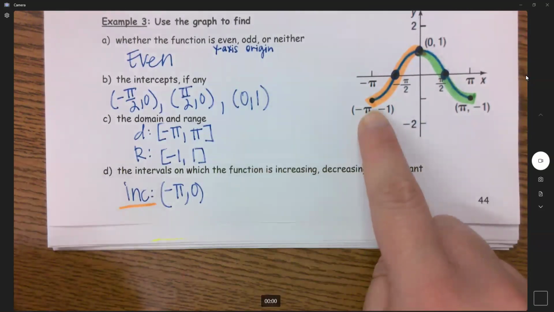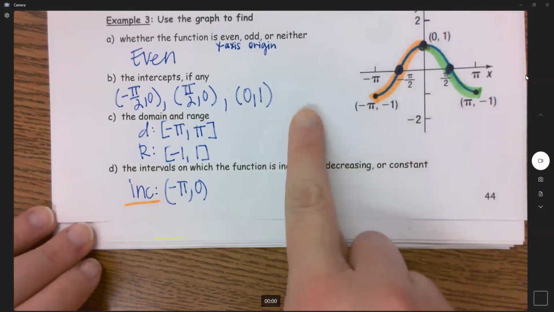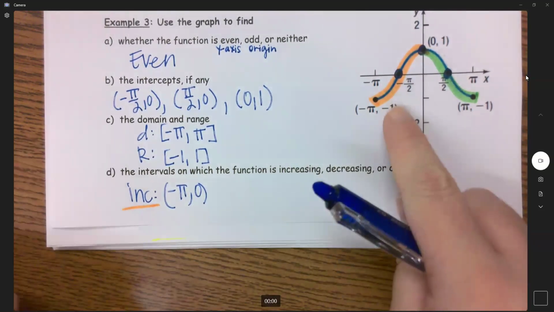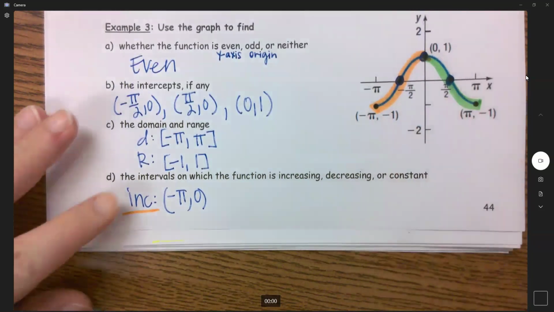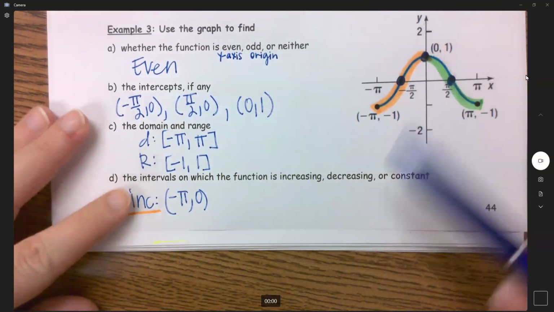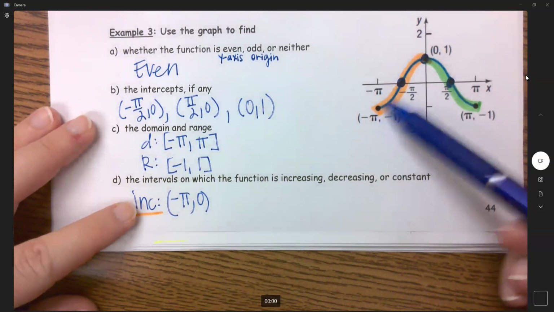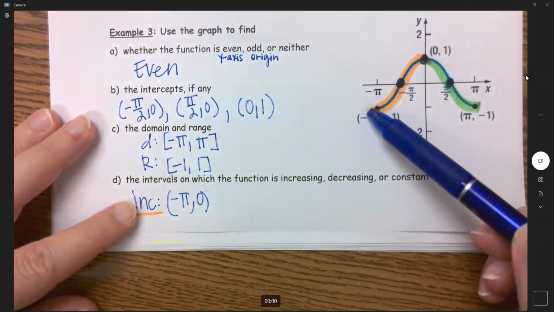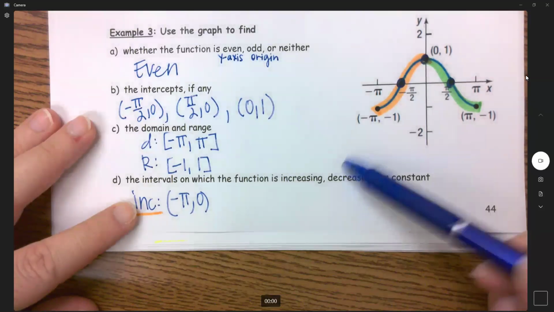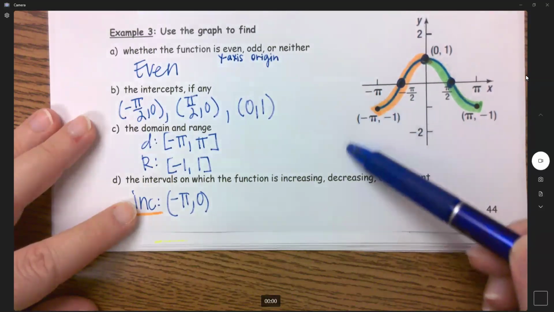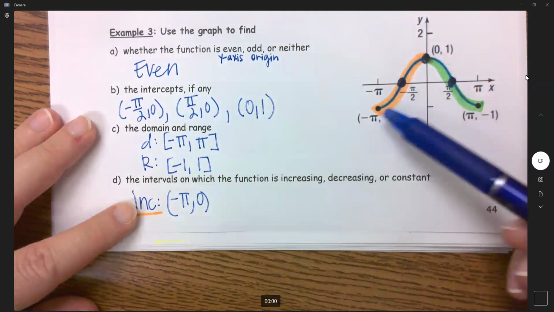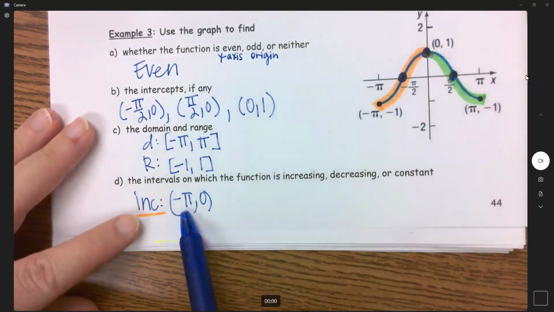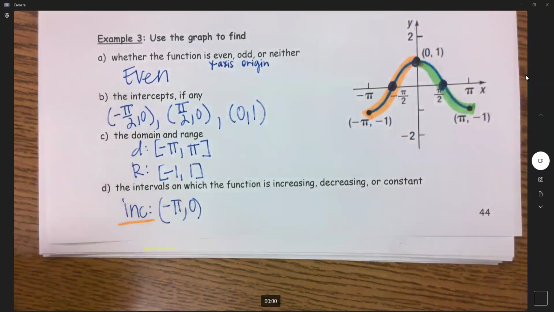I also don't know what's happening beyond that negative pi. It is possible, and really it's not, because this is a cosine graph, so it's going to curve back up. But technically, if we didn't know that, it could keep going down. But I don't know that, and in fact, it's going to end up turning up, so I can't say at these endpoints whether it's increasing or decreasing either.